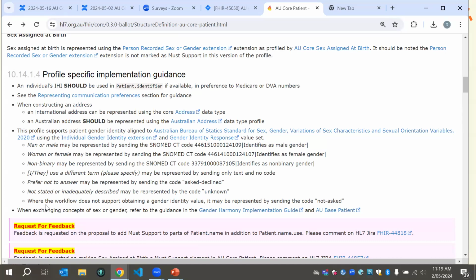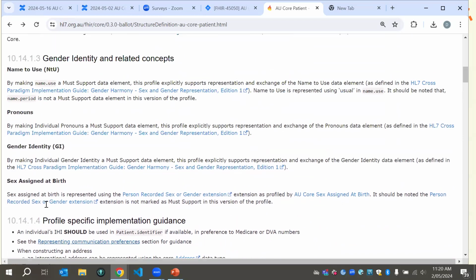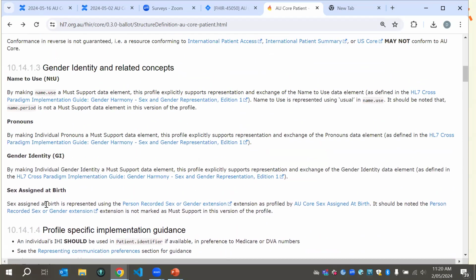I'm keen to hear other views on this, but I think the gender identity and related concepts section could benefit from a very short statement which says the gender harmony models or extensions have been further localized in AU Base and adopted in AU Core. Reading it as it is at the moment, people can't be blamed for thinking that we are leveraging gender harmony as is. I agree with that.